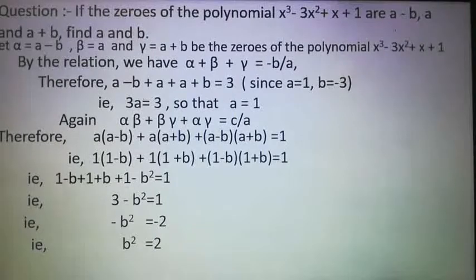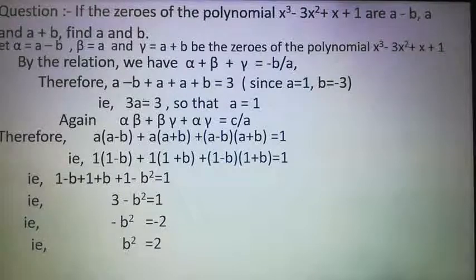So rewriting it, opening the bracket, simplifying, you will get 1 minus b plus 1 plus b plus, this is of the form a minus b into a plus b, that is a square minus b square, or 1 minus b square, is equal to 1. Simplifying, 1 plus 1 plus 1, 3, minus b and plus b cancel, you will get minus b square. So 3 minus b square is equal to 1. You take this 3 to the right side, you will get negative 2. So minus b square is equal to minus 2, b square is equal to positive 2.